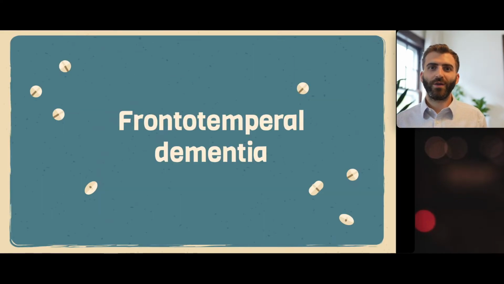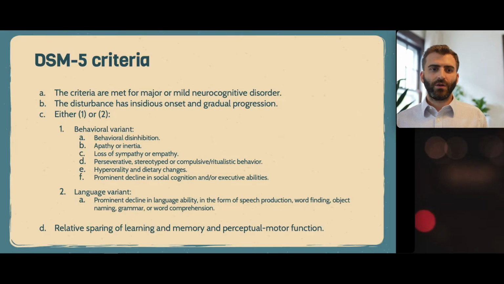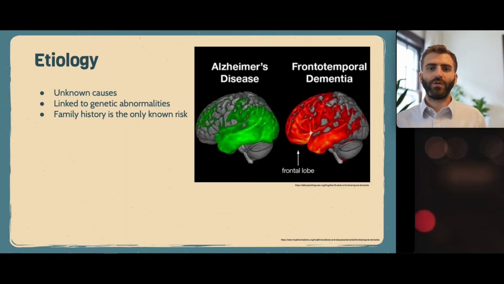The final type we'll go into more detail is frontotemporal dementia. So here's the DSM-5 criteria for frontotemporal dementia. The criteria are met for major or mild neurocognitive disorder. And then what you do see is a relative sparing of learning and memory, but you will see behavioral changes or language changes. Frontotemporal dementia, as you would expect, the issues are in the frontal lobe and the temporal lobe.